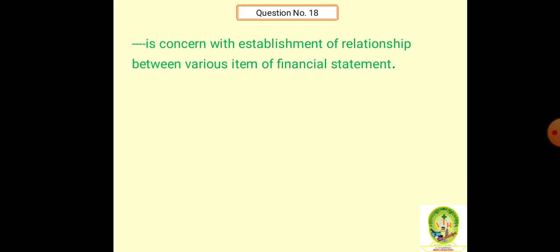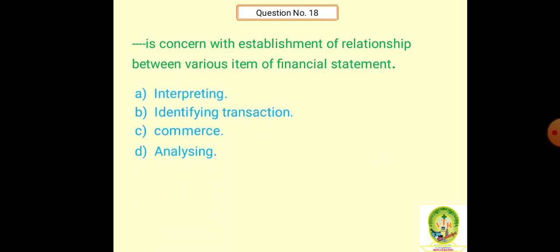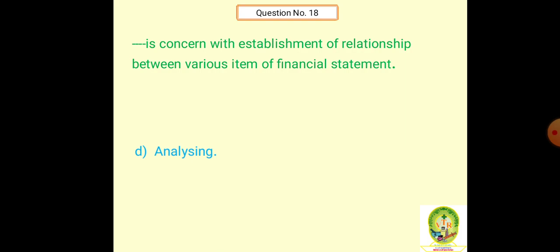Dash dash dash is concerned with establishment of relationship between various items of financial statement. Options are A. Interpreting, B. Identifying transaction, C. Commerce, D. Analyzing. Right answer is D.